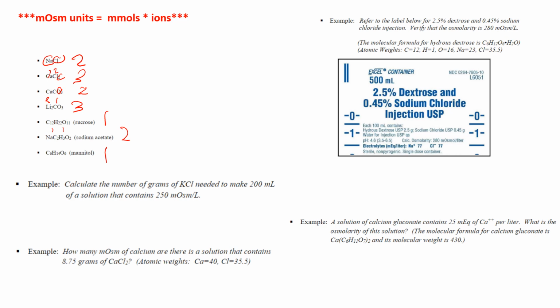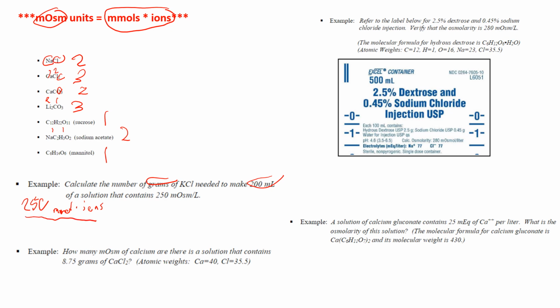We need to find the number of grams of potassium chloride to make a 200 milliliter solution at 250 milliosmoles per liter. So okay, let's start setting up the problem at 250, and then I'm going to do the same thing I did with milliequivalence. Instead of writing milliosmoles, I'm going to write millimoles times ions, just because it's going to make my life easier, and it should make solving these problems easier. So 250 millimoles times ions, and then that's per liter.